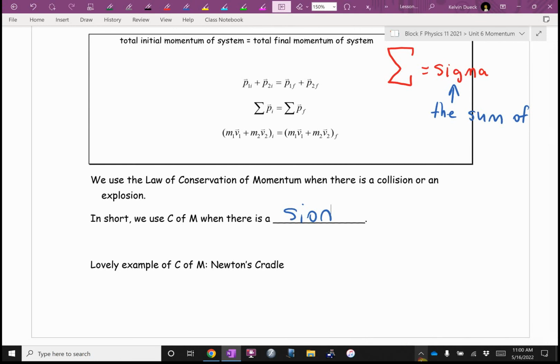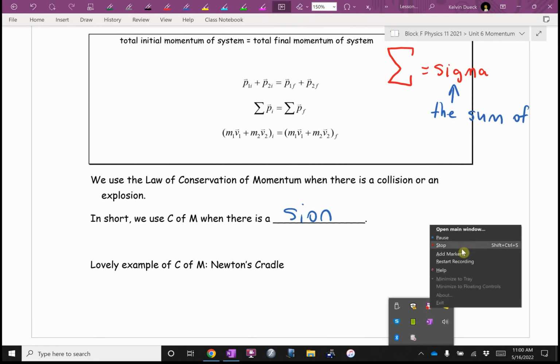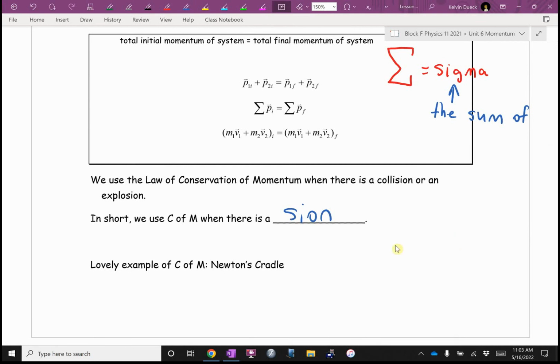I have a lovely example. Let me bring out my physics toy. So we can explain that physics toy, Newton's cradle, using the law of conservation of momentum. Momentum is conserved in all the collisions.